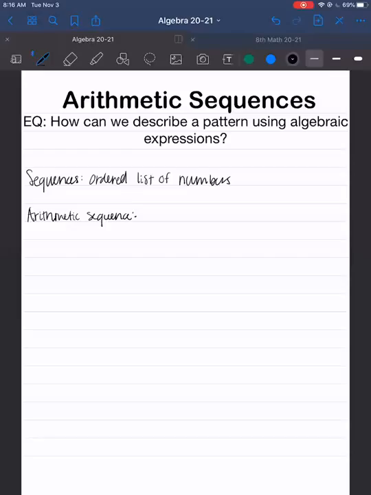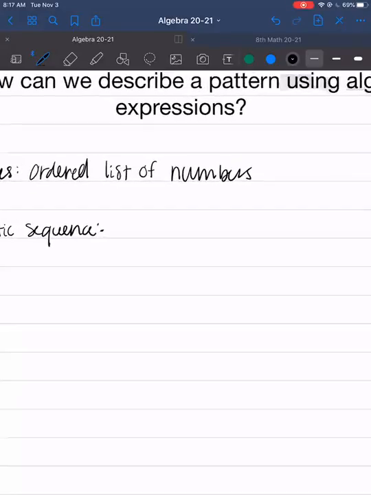All right, so today, arithmetic sequences. First, sequences are an ordered list of numbers, right? We just talked about that before the recording, so my bad. Sequences are an ordered list of numbers. An arithmetic sequence is that ordered list, so I'm just going to write sequence again.